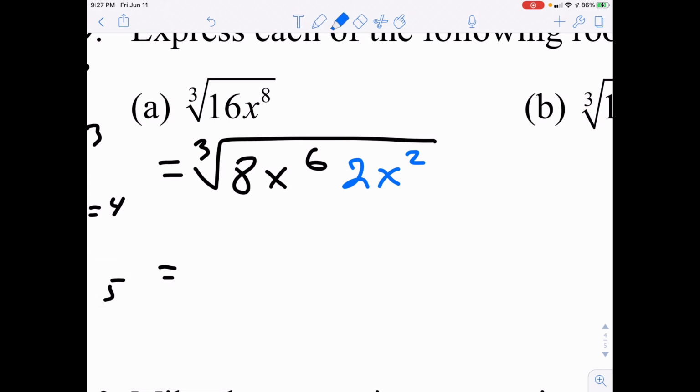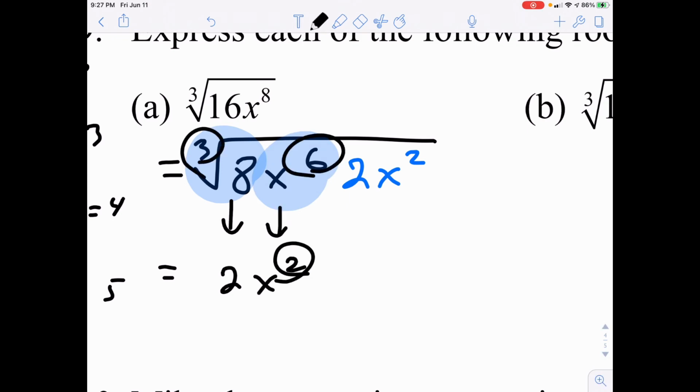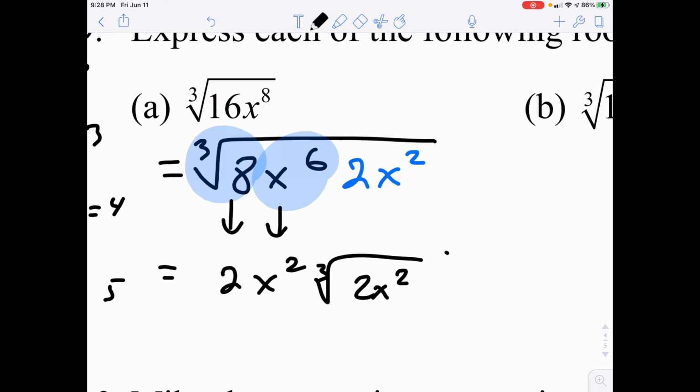This is the same as if we take the cube root of 8, we get 2. The cube root of x to the 6th would be x squared, because 6 divided by 3 is 2. All times the cube root of 2x squared.